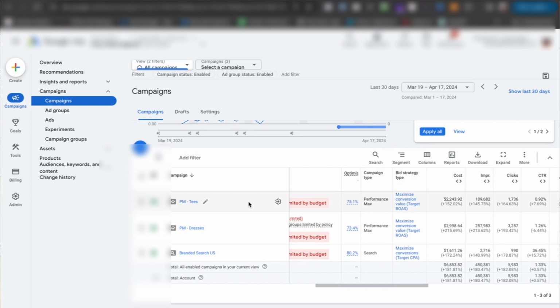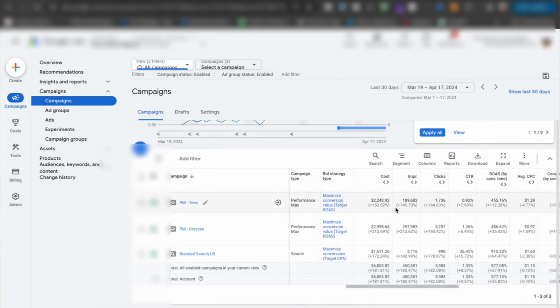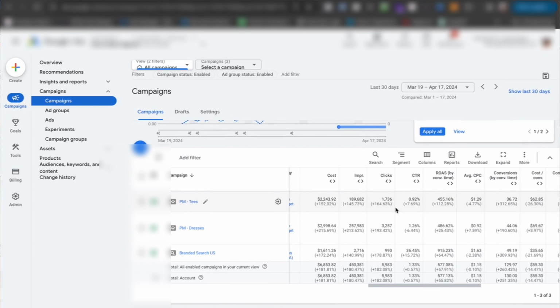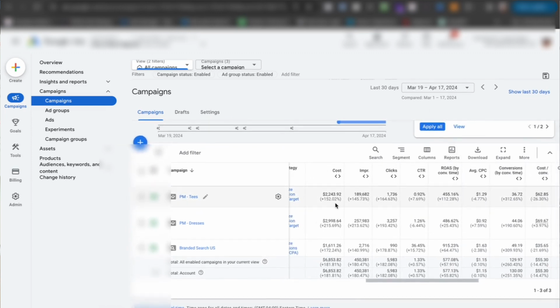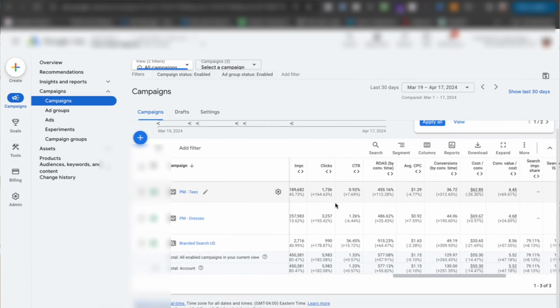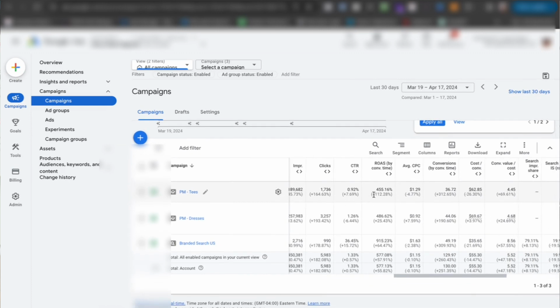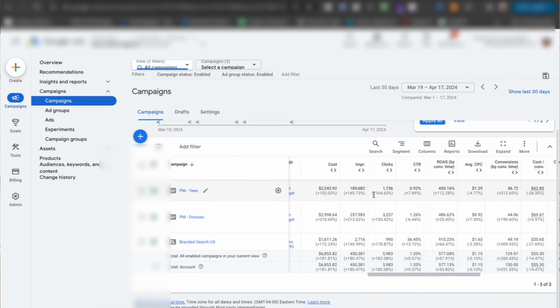But the first thing that I want to look at is this Performance Max campaign, the first one that is named Tees, right? So essentially this is t-shirts. In the last 30 days, we spent $2,243 in this specific campaign, right? And we can look at the return on ad spend, which is 455%. That's essentially saying that for every dollar that we spend in advertising, we got $4.55 back, right? This is very efficient. And the average CPC on this one is $1.29.